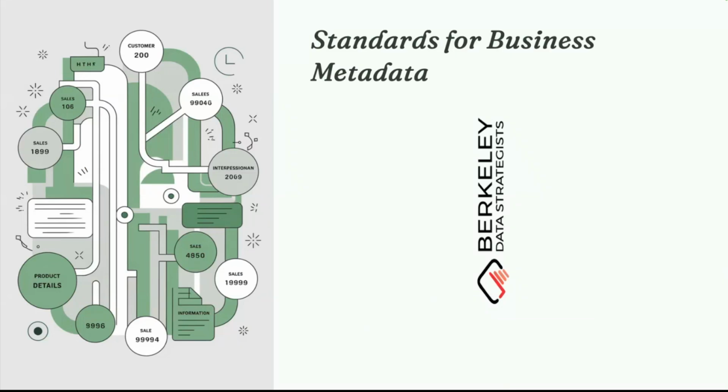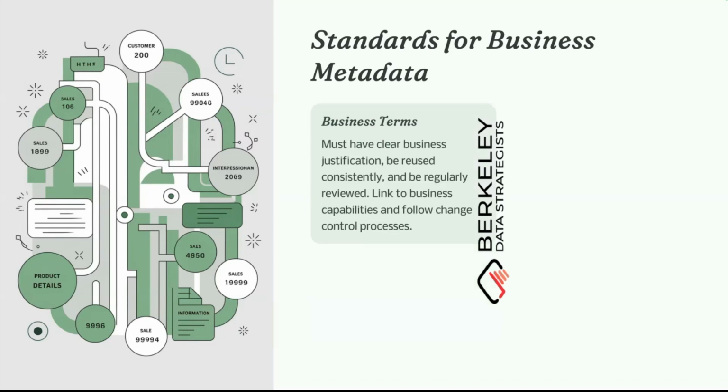Yeah. So then the standards for the business metadata look like this. Is your terms, right? Remember that the standards are how to do. Yeah, how to do. So how to do business metadata is, first things first, you must document your business terms, right? You must have clear business justification why that data is needed, right? It should be reused consistently and it should be regularly reviewed because definitions for business terms can change. Yeah, definitions can change. Something can happen in the business, the way they use data, and then you might need to change it.